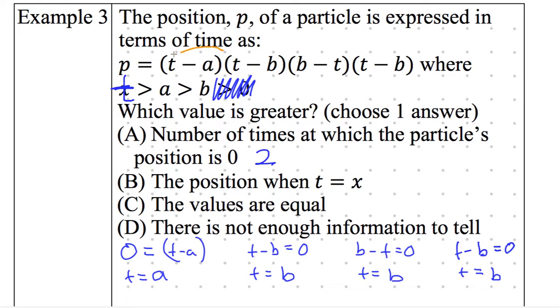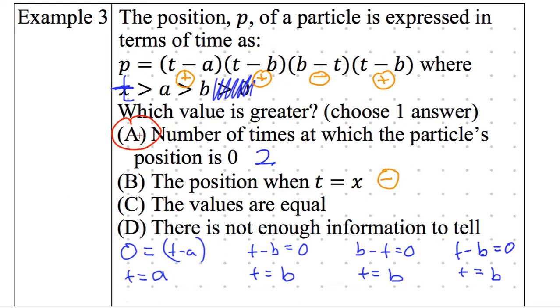Well, we need to figure out if this whole polynomial is positive or negative now. So we know T is bigger than A, which is bigger than B. So T minus A, is that positive or is it negative? Positive. T minus B, positive. B minus T, negative. T minus B, positive. Positive times a positive times a negative times a positive is a negative. That means the position is negative. Again, the question was, which value is greater? Which one is greater, 2 or a negative? Two. There's our answer, done.